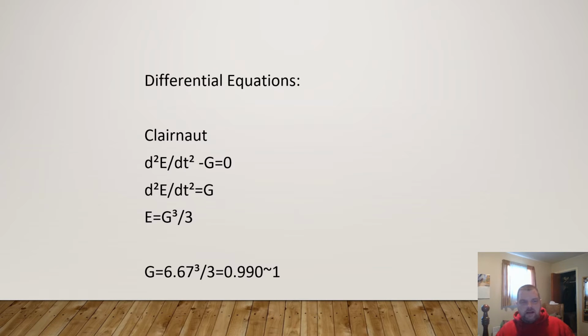So another important parameter or an equation in astrotheology is the Clairaut differential equation, and that is the second derivative of energy with respect to time less the gravitational constant equals 0. So the second derivative with respect to time is equal to the gravity. If we integrate the energy, the derivative of the acceleration of energy, we integrate it twice, we end up with g cubed over 3 equals e. And so we know that g is equal to 6.67, cubed divided by 3 is equal to 0.99. It's approximately equal to 1.